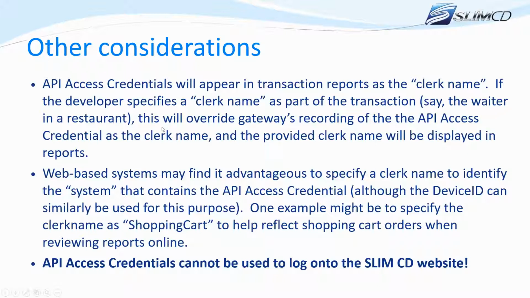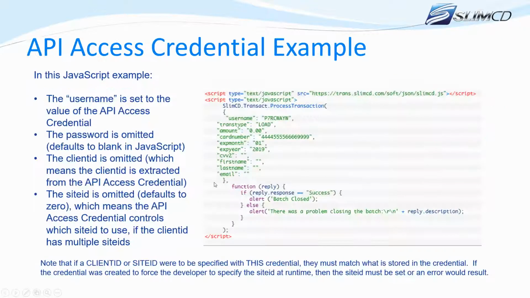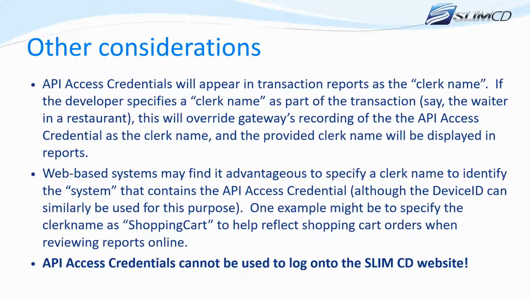Some other considerations. The API access credential will appear in our report under the clerk name field so that you get some kind of tracking. However, if you're putting this into a point of sale system where clerks are important, you can also specify the clerk name. If we go back to the other slide, I could have added a field called clerk name, and that would have overridden the credential in our reports and associated that transaction with a specific clerk.